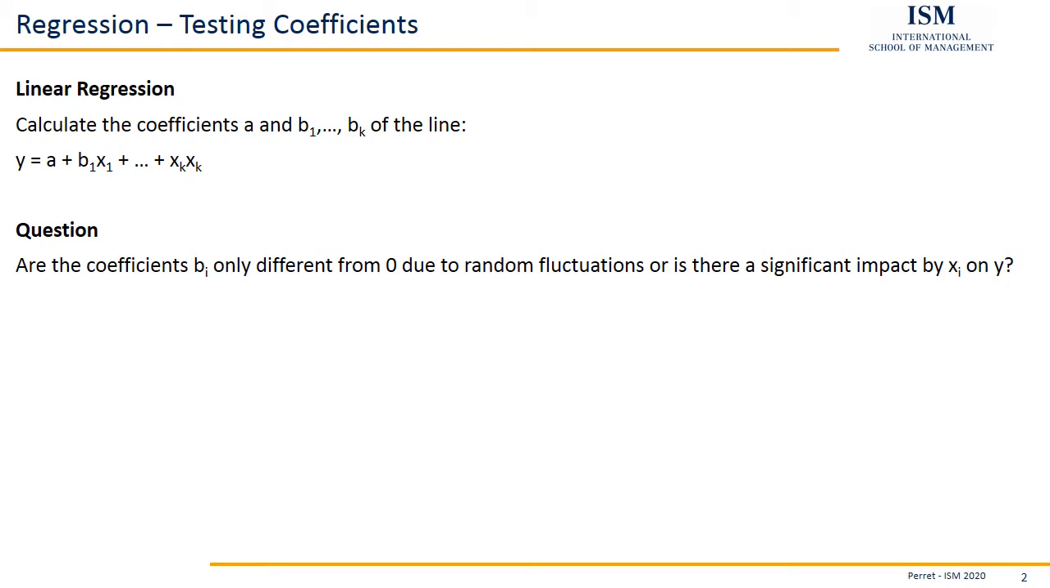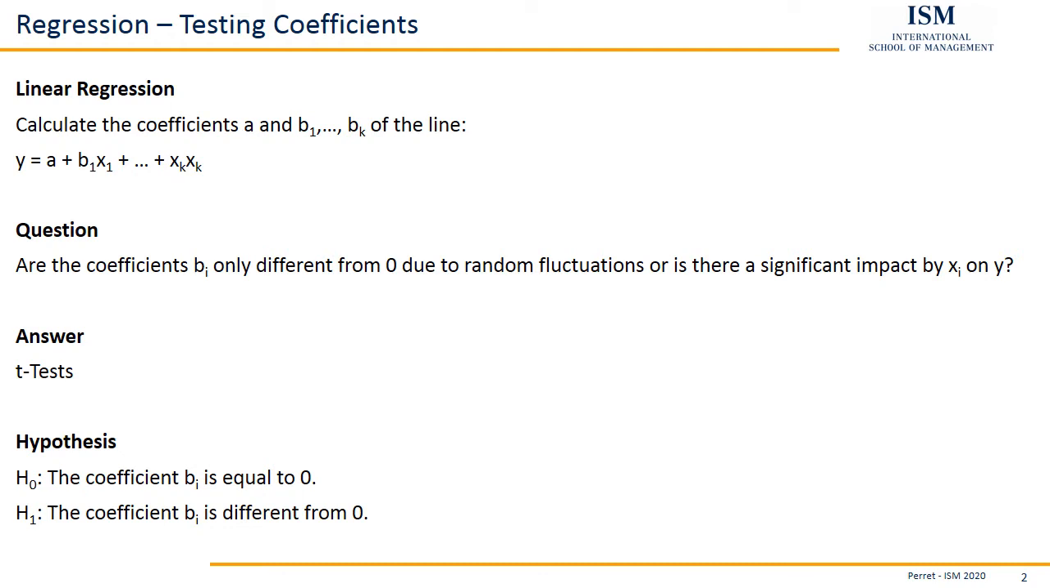The question now is, are the coefficients different from zero? And is this difference from zero due to random fluctuations? Or is there actually a really significant difference from zero? So can we assume that the corresponding variable xi has a significant impact on the dependent variable? How are we going to do this? With t-tests. What are we going to test here? Well, we test whether one specific coefficient is zero or different from zero.